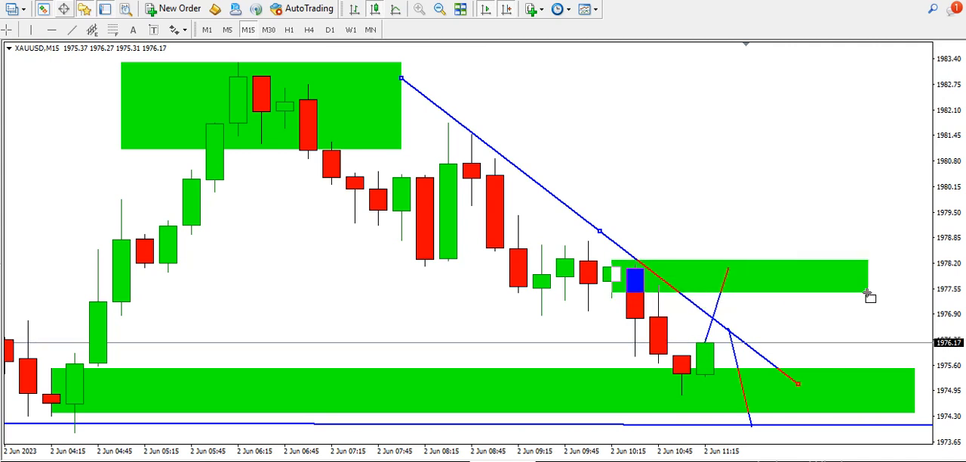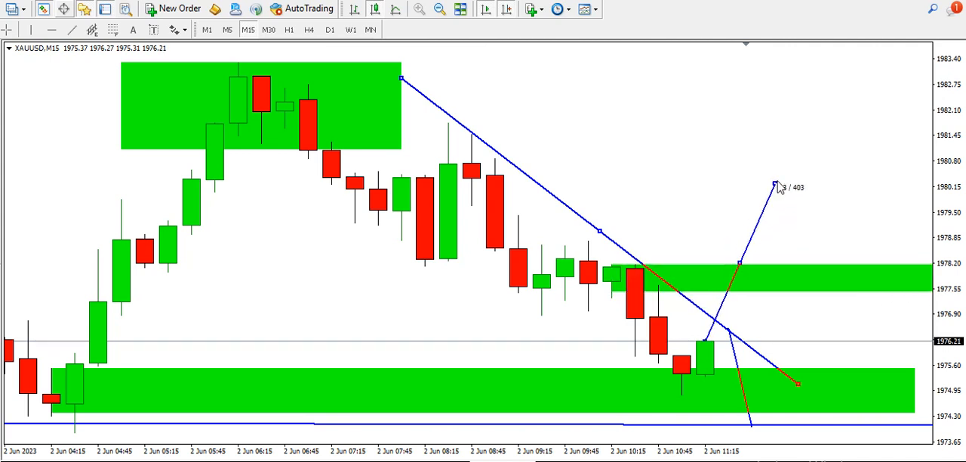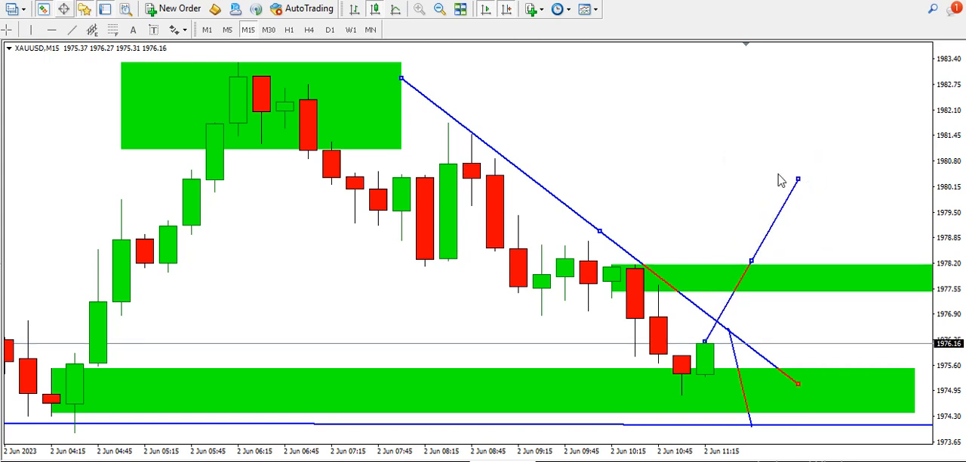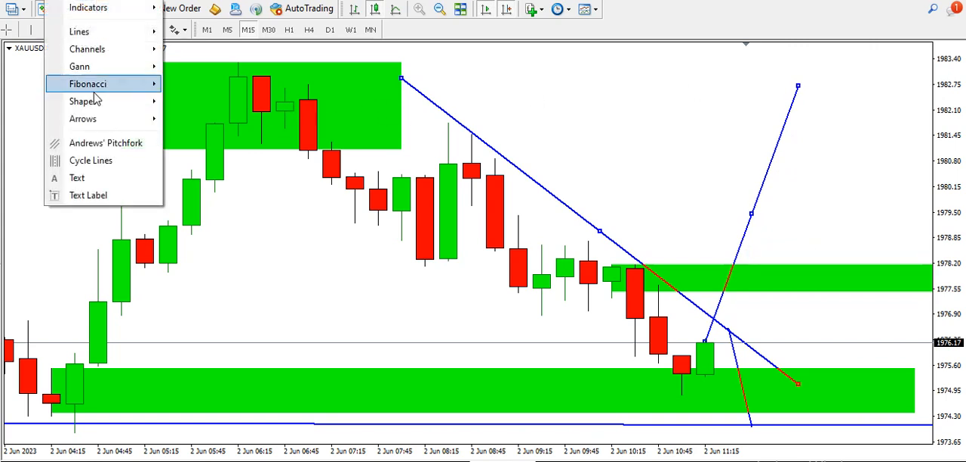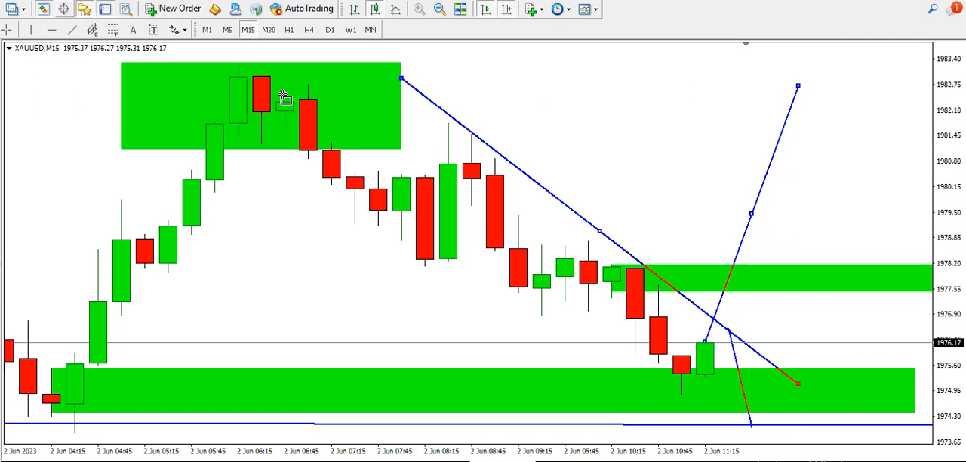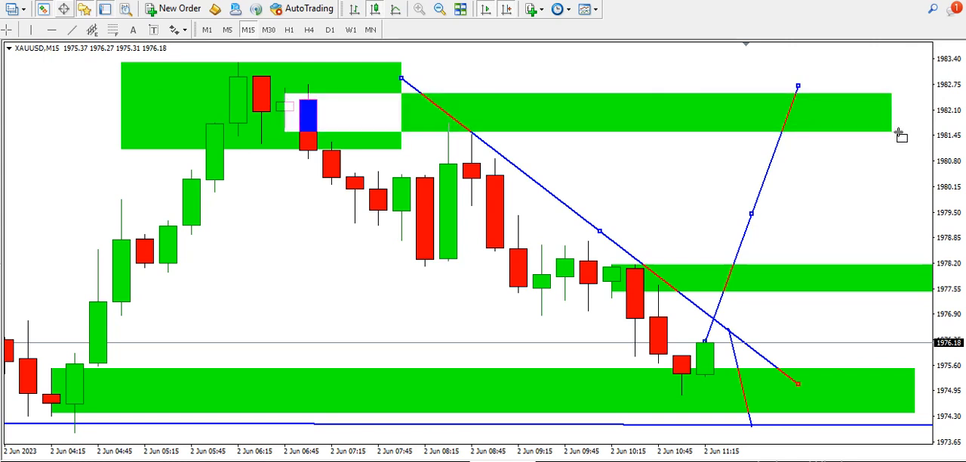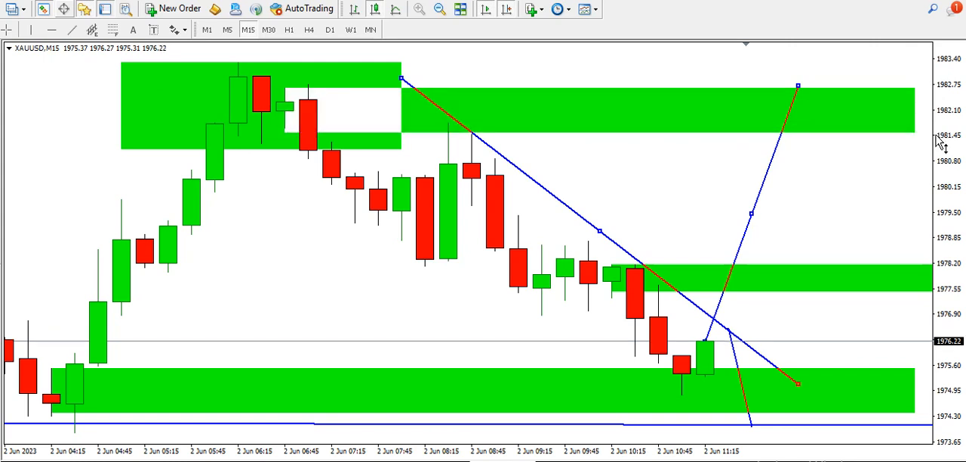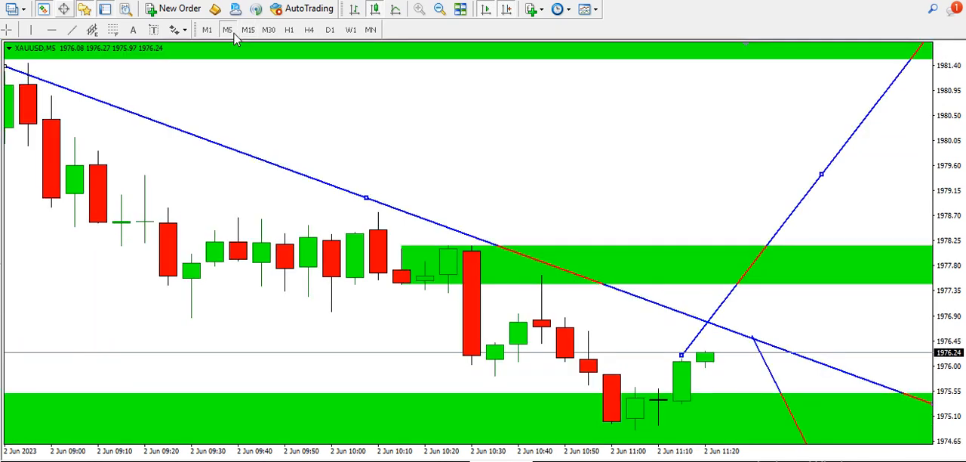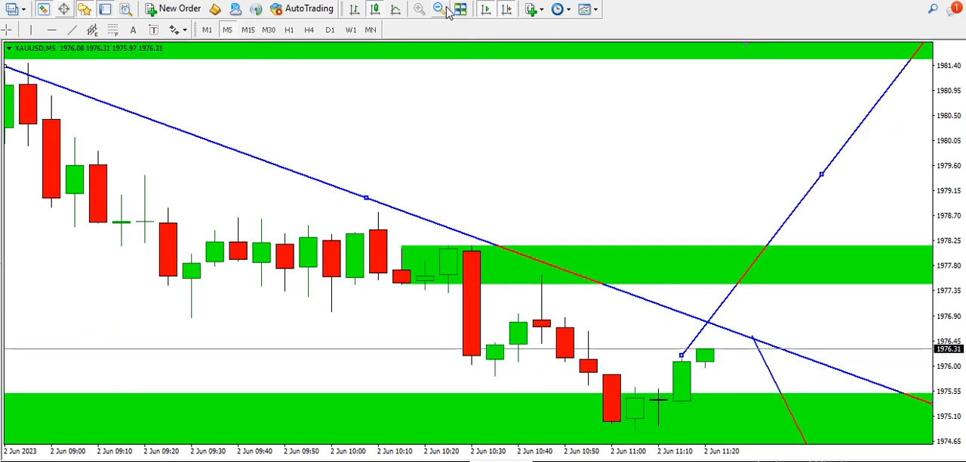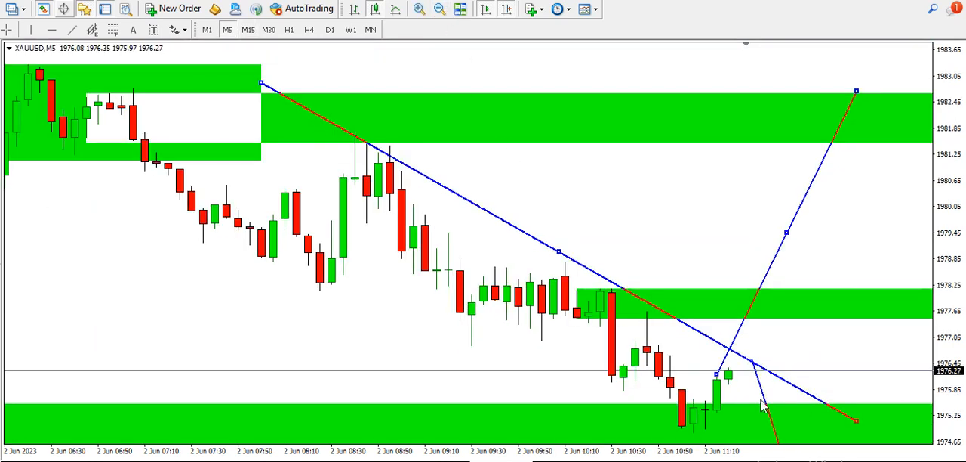I'm talking about this particular order block, and if price is able to break above this order block, we also have another order block at the top, which is around here, before we have the final resistance order block at the top. I'm talking about this particular order block at the 1982 level. On the 5 minutes time frame, what we have is gold is currently sliding.